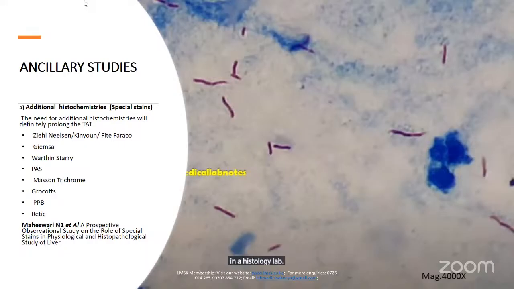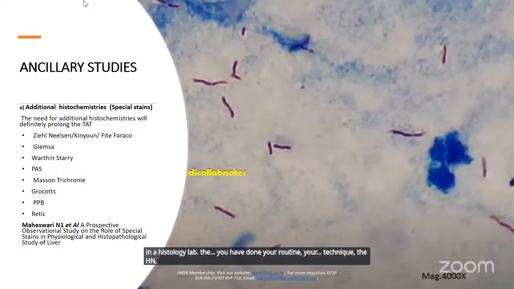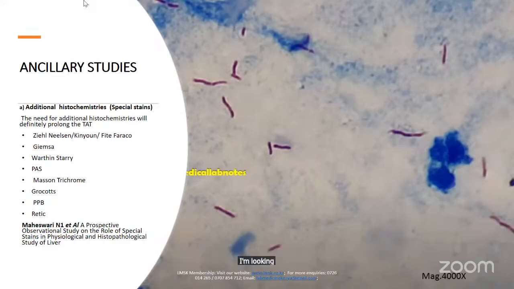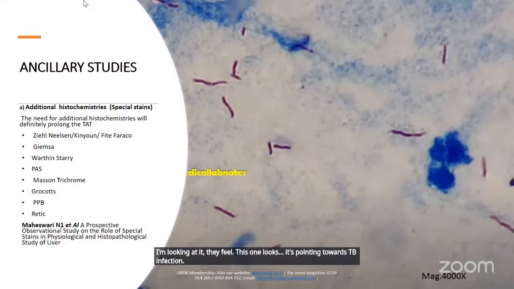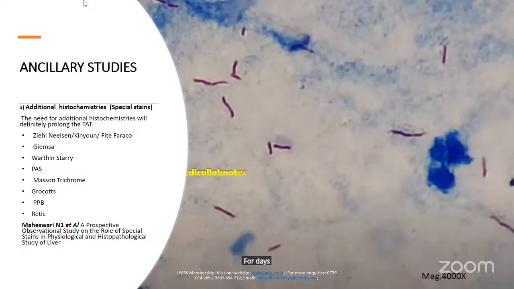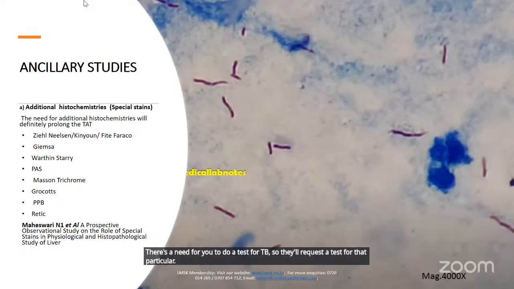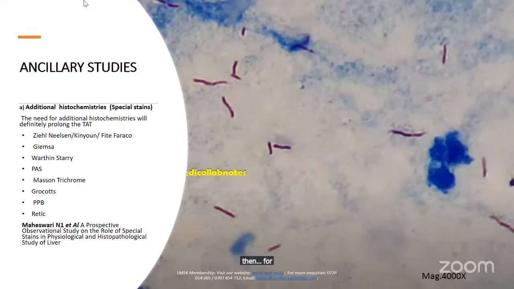You have done your routine, your standard technique, the H&E, and then you have dispatched the slide to the pathologist. Looking at it, they feel this one is pointing towards TB infection. So there is a need for you to do a test for TB. So they'll request an additional test for them to be able to give a clear diagnosis.